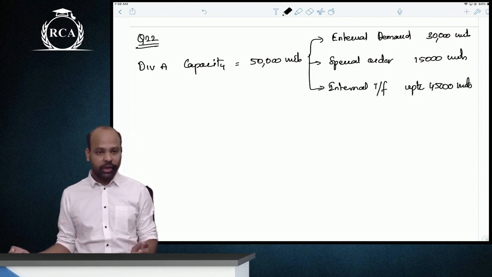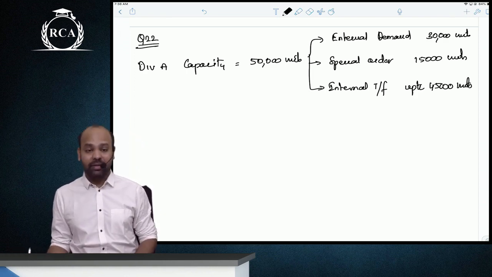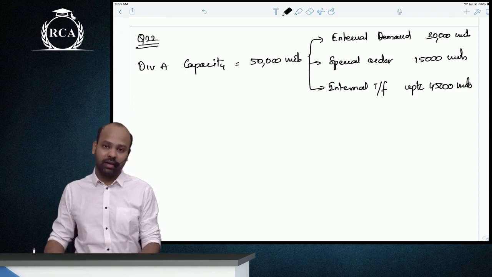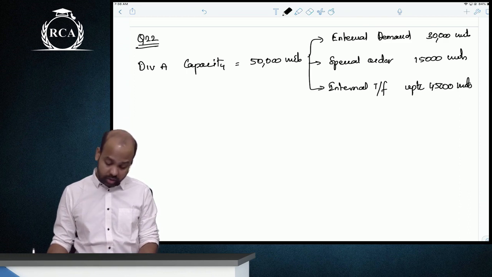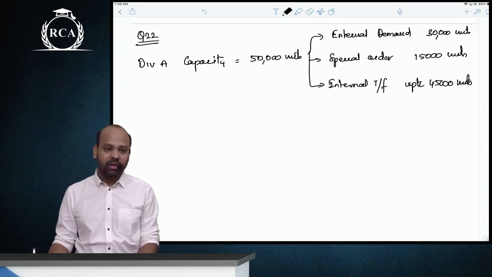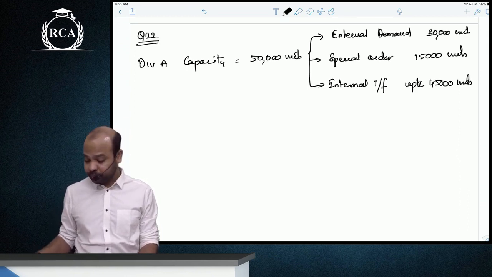External demand also, beta, you can say is up to 30,000 units. Not necessary that you will have to cater to the entire external demand, guys. So this is clear, sir. Division A has a capacity of this.